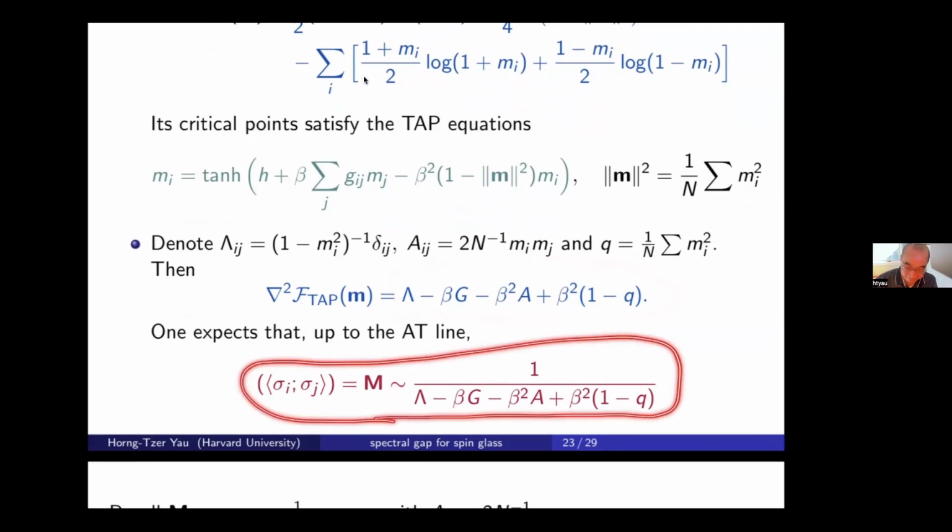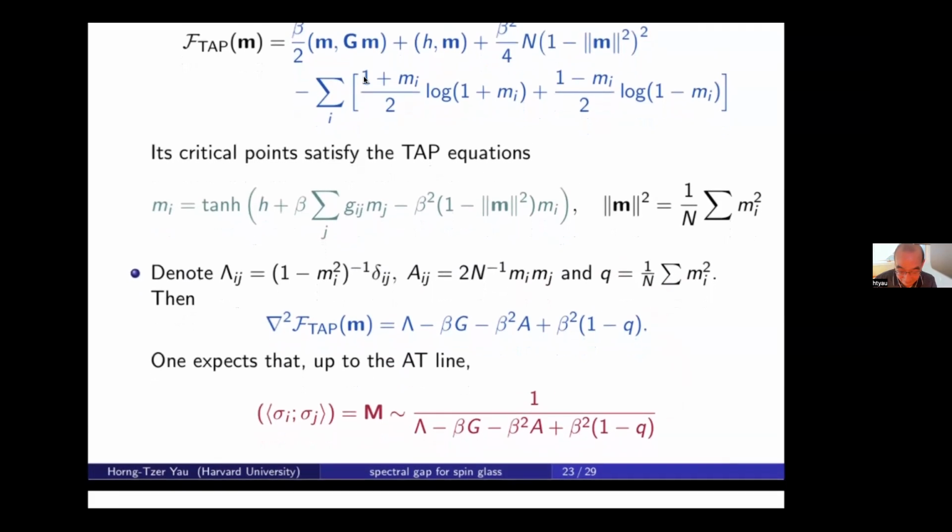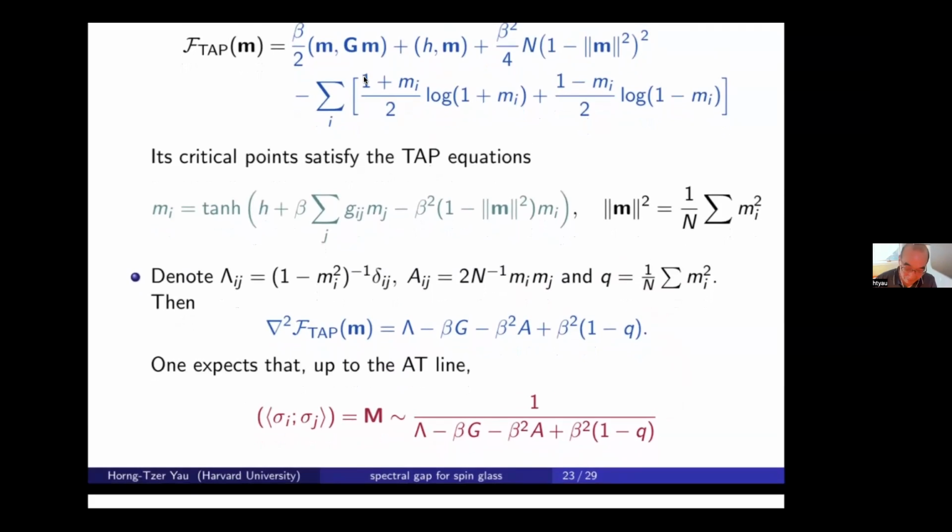And now you see that the problem has become very interesting, because this is a random matrix G, and this random matrix G is correlated with this lambda, because lambda has 1 minus m_i squared. So they are correlated. And A, also depending on m_i, m_j, is correlated. But A is rank 1. So A, in many cases, if you can show that m is bounded, is actually not very important. But this one, lambda and G, are two correlated random matrices, and you take the inverse of this.